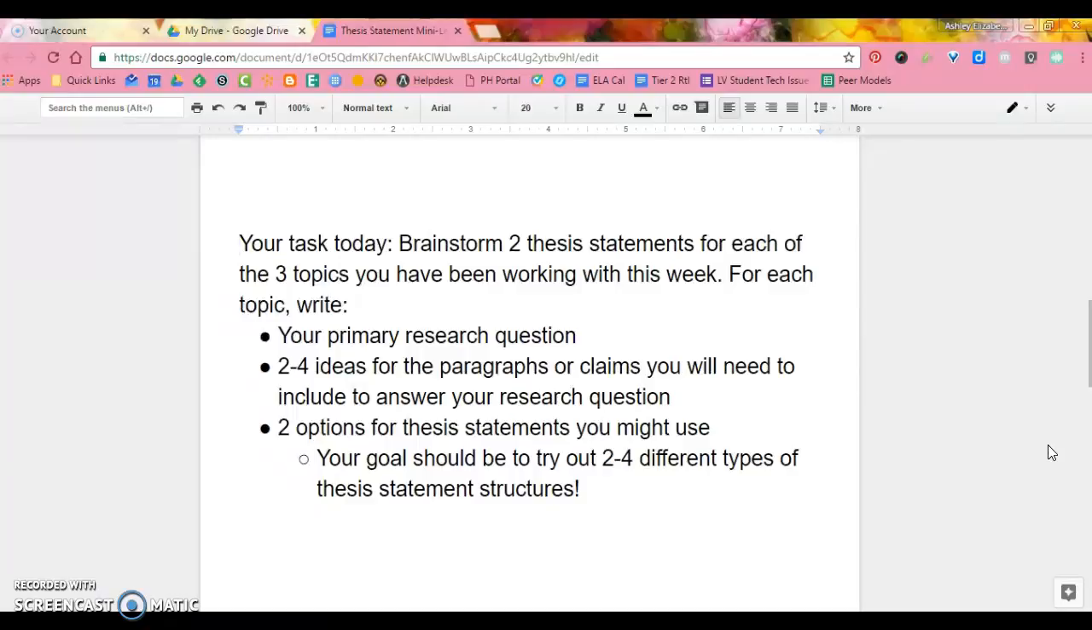So for each of the 3 topics that you researched and flash drafted, you are going to now write a primary research question that would drive all the rest of your research about that topic. You're going to come up with 2 to 4 ideas for the paragraphs or claims that you would need to include to answer your research question.